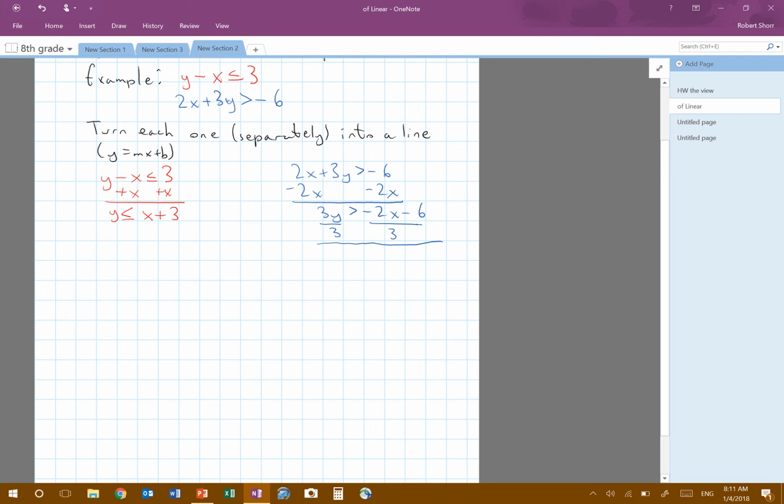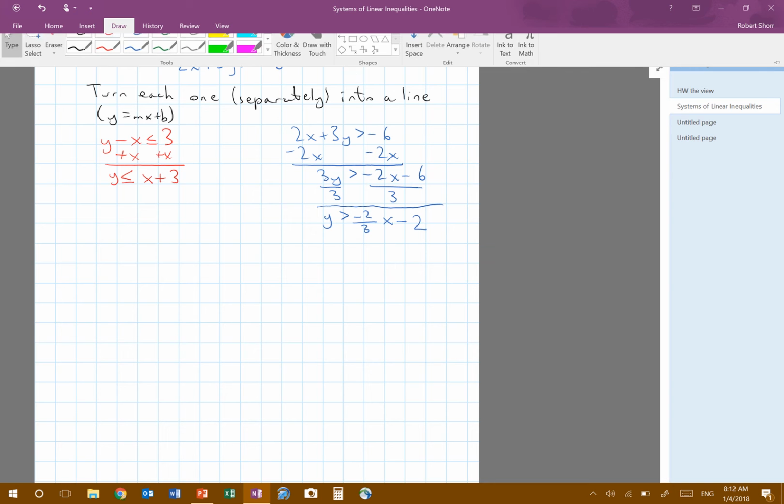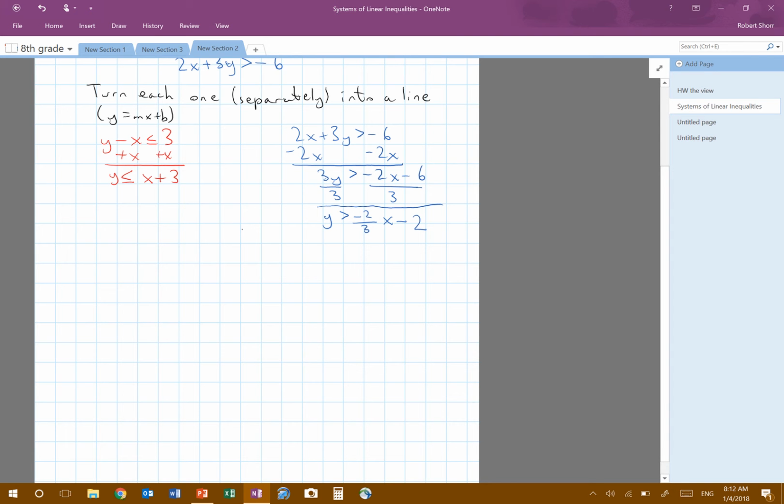A lot of people see this and just do the negative 6 divided by 3 because that's something they can do. But this fraction is going to have to be dealt with. So 3y divided by 3, that's just going to give us y is greater than negative 2 over 3 x. You can just leave that as a fraction, and that is fine because it's just supposed to be a slope. Negative 6 divided by 3 is negative 2.